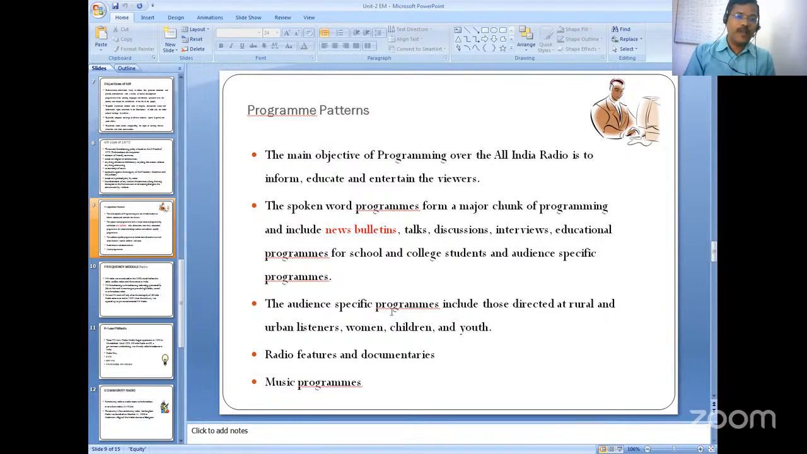Another major program pattern is music programs. There are some titles for the music programs. They play songs and some instrumentals. All this comes under the music programs.